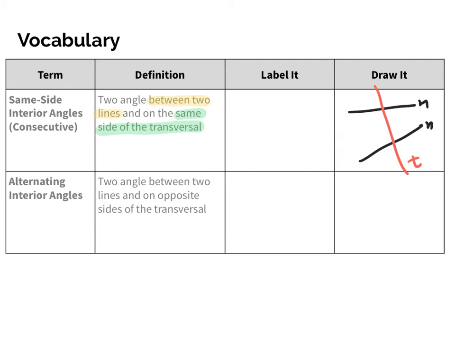So for example, I'm going to highlight this one here. That's on the bottom right-hand corner, and it is between the two lines. If I want to choose the other same side interior angle, it would be the one on the top right corner here.